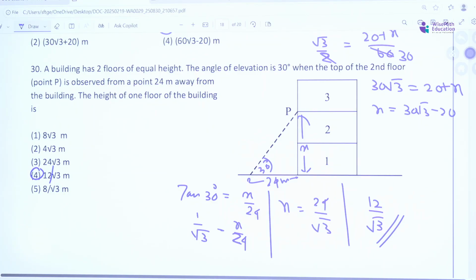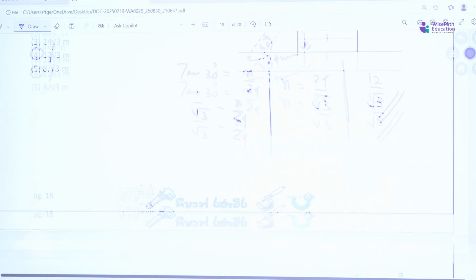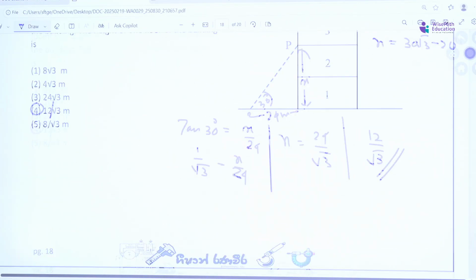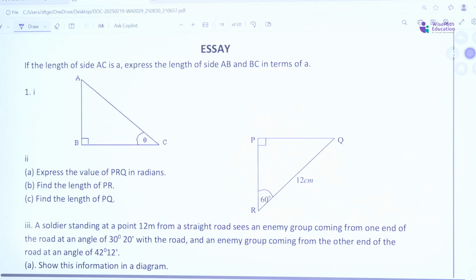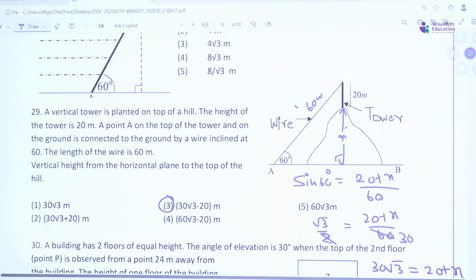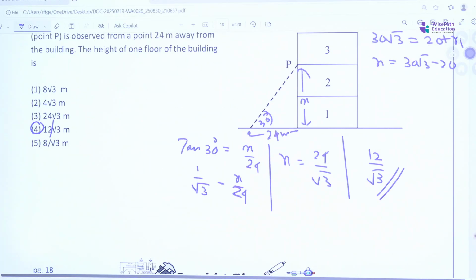Let's go to the next question. That's it. So all these are like the essay questions. I was thinking only to complete the MCQ, so that's it. That's all.